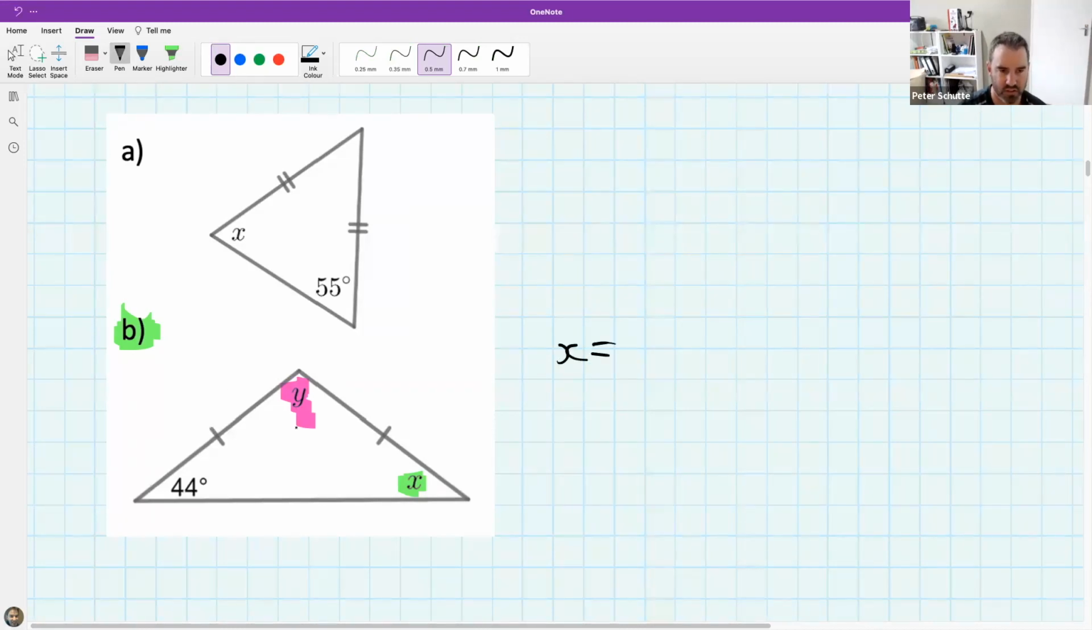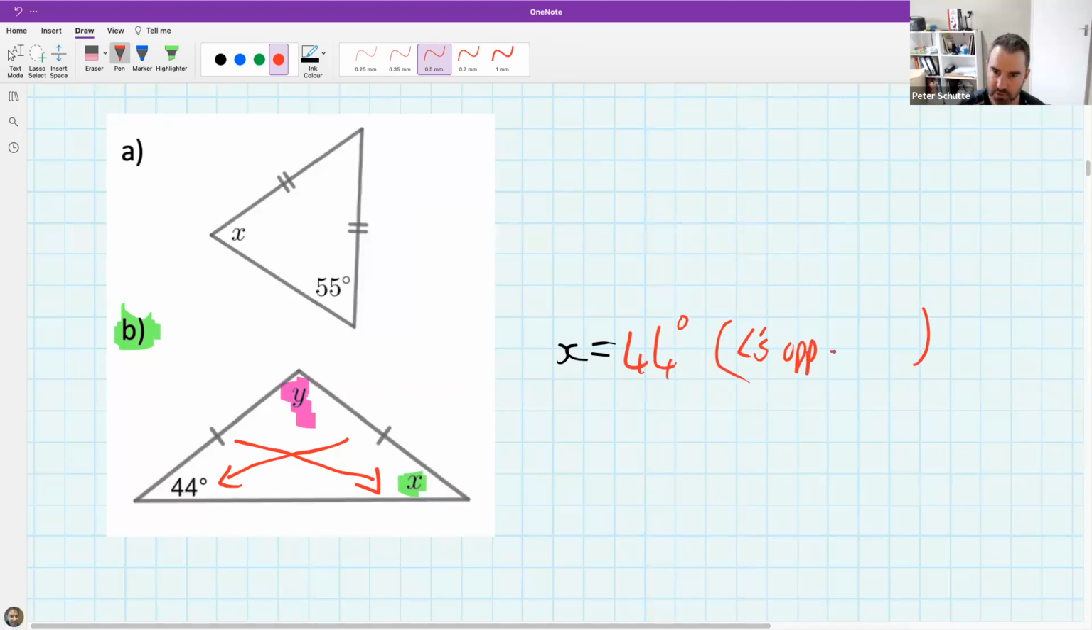So because these two sides are equal, this is an isosceles triangle. And so this angle over here and this one over here must be the same size. They must be 44 degrees. And the reason we say is angles opposite equal sides. So these angles are opposite equal sides, which means that x is 44. This is an isosceles triangle. Now that gets us x. What about y? What is y going to be?